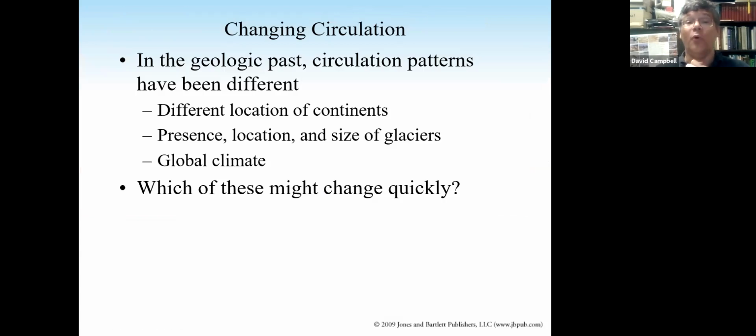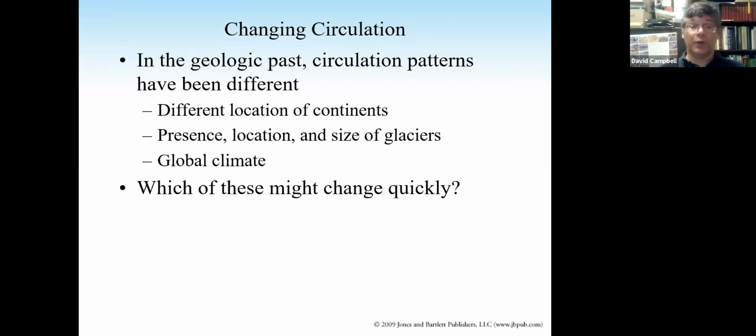As I briefly mentioned before, long term we see changes in these. Circulation patterns have been different going back into the geologic past. Continents in different places. Do we have glaciers? That pretty obviously affects where we're going to have extra cold water. What are the global climate patterns? If it's hot overall, then we may not have some place where water gets cold and tends to sink, and instead it may be warm, salty water that's doing the sinking. So a variety of changes there.